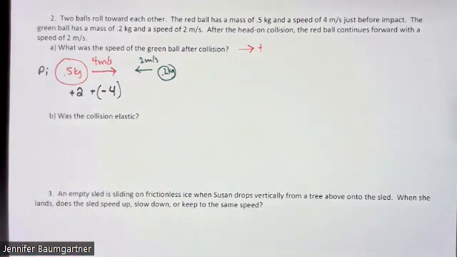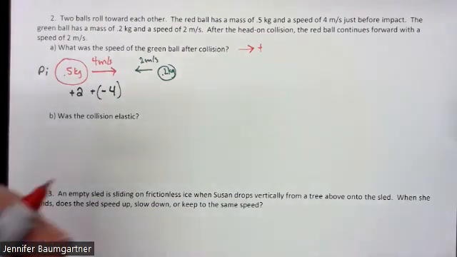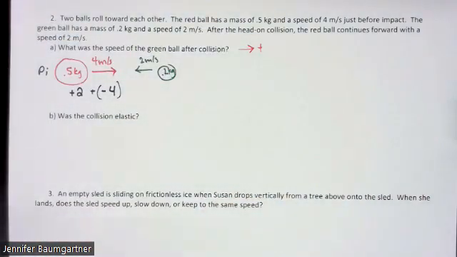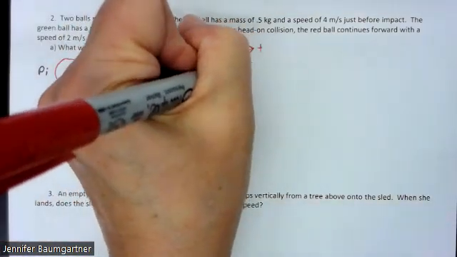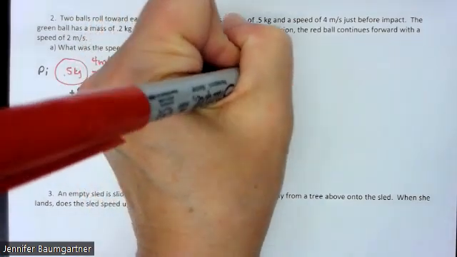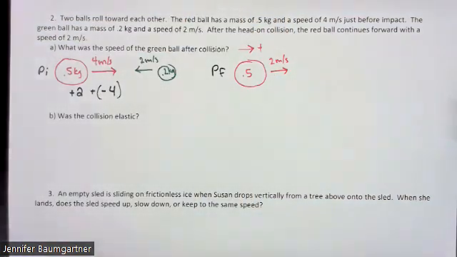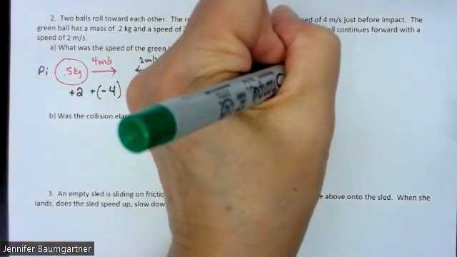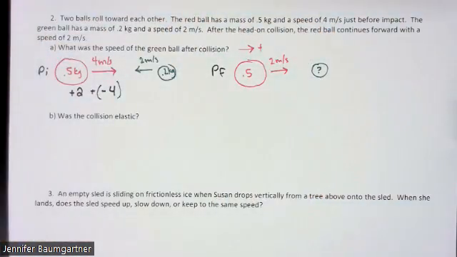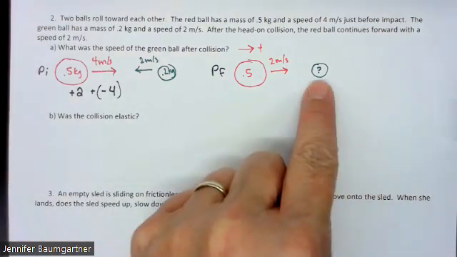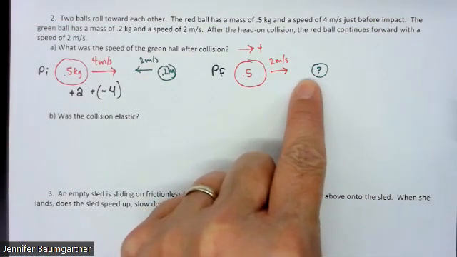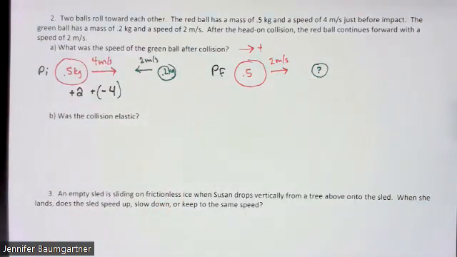Afterwards, it says the red ball continues forward. So this is before, and let's go to my final, P final, and here's my diagrams. I have the red ball, which is 0.5, and it's now going forward at 2 meters per second. And we want to know what's happening to the green ball. We don't know if the green ball is going this way or if the green ball is bouncing off and going this way. Take a second, pause the video, see if you can figure out what's going to happen just by common sense.